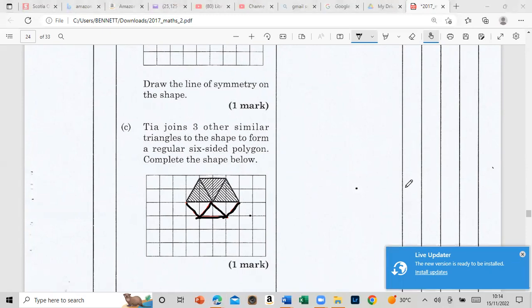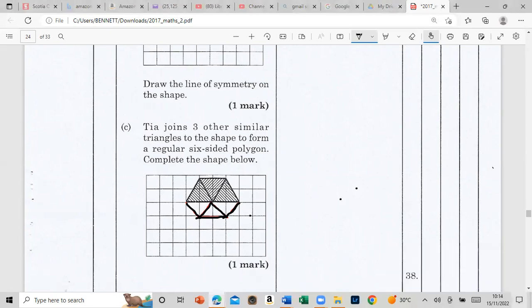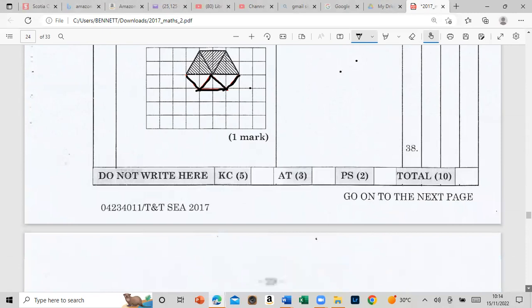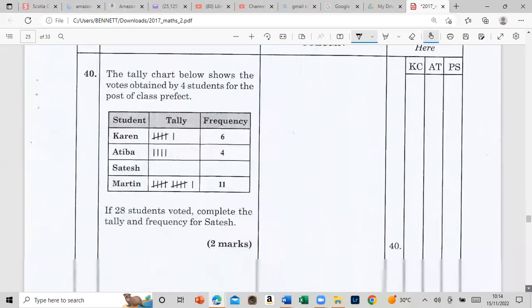Let's move on to the next. So this is the final. No, we're not at the final one yet. Oh yes, see the final one here now. The tally chart below shows the votes obtained by 4 students for the post of class prefect. Alright, so let's go now. It says Karen received 6 votes, Atiba 4 votes, Satish, oh we don't know hers, and Martin. And it says if 28 students voted, complete the tally for the frequency.